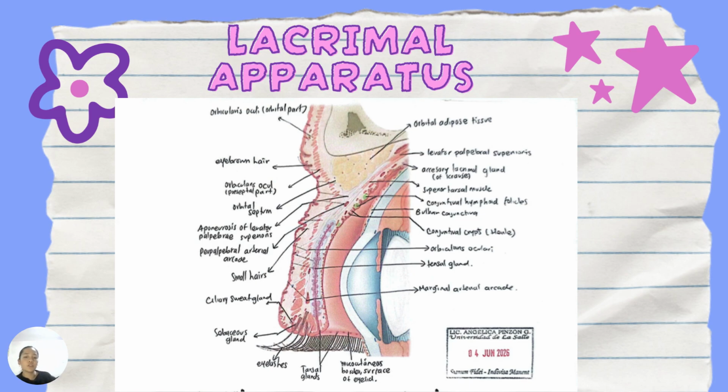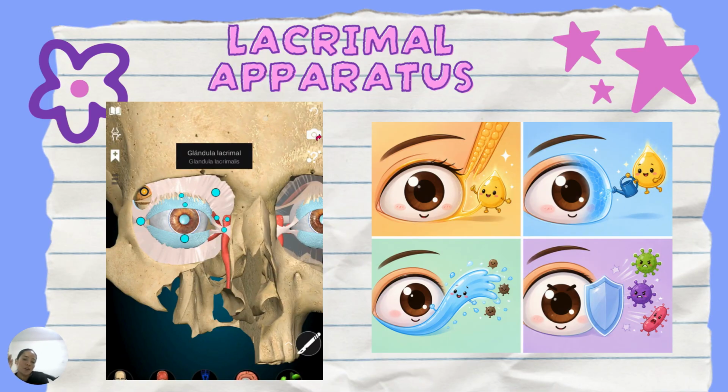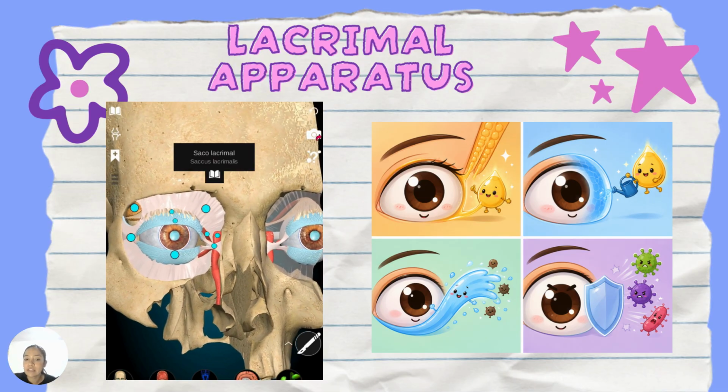The lacrimal apparatus. This is an image, but the names are a little small. In this part, I show you a video of how the lacrimal apparatus produces and drains the tears. But why is it important to our eyes? Because the lacrimal gland produces an aqueous component called the tears. The functions are to lubricate the eye, that is the yellow image, nourish the cornea, clean the ocular surface, and also protect against microorganisms.